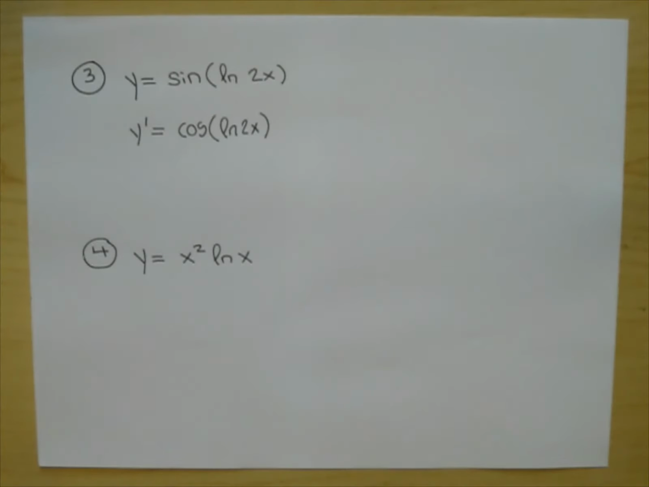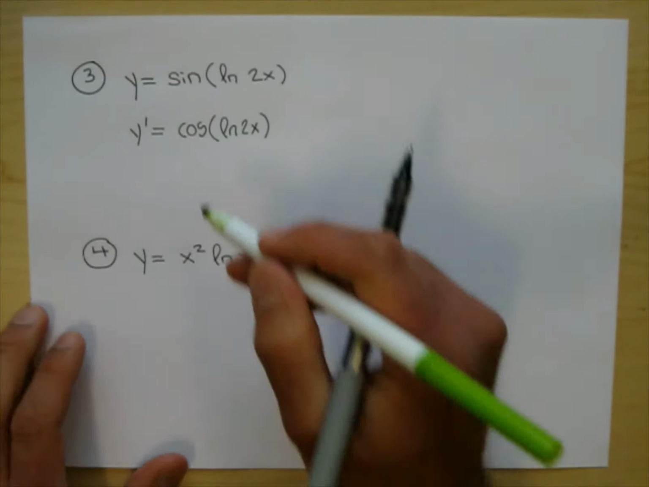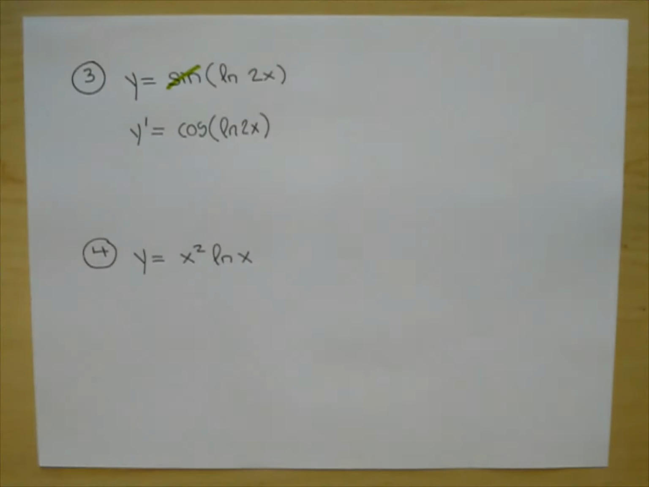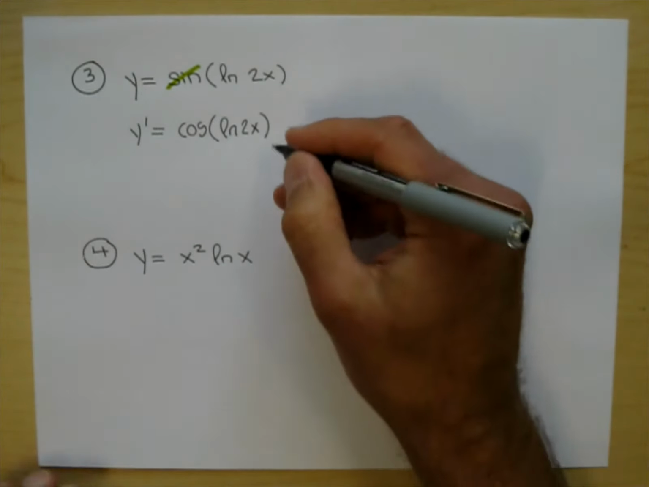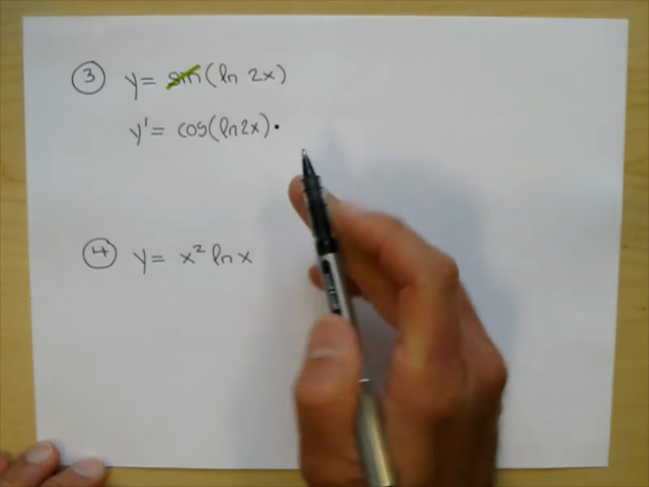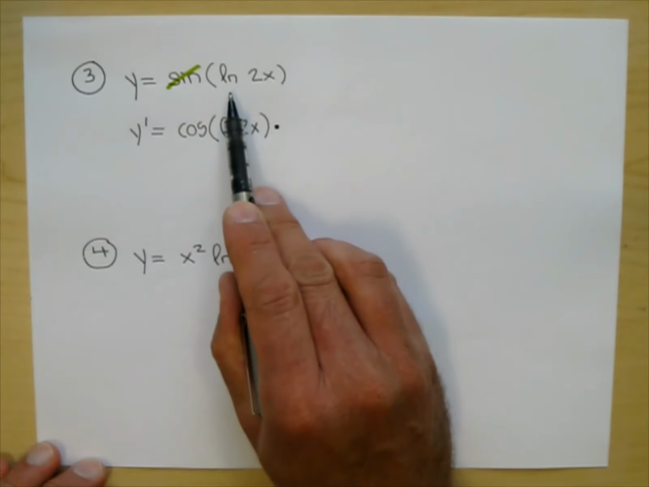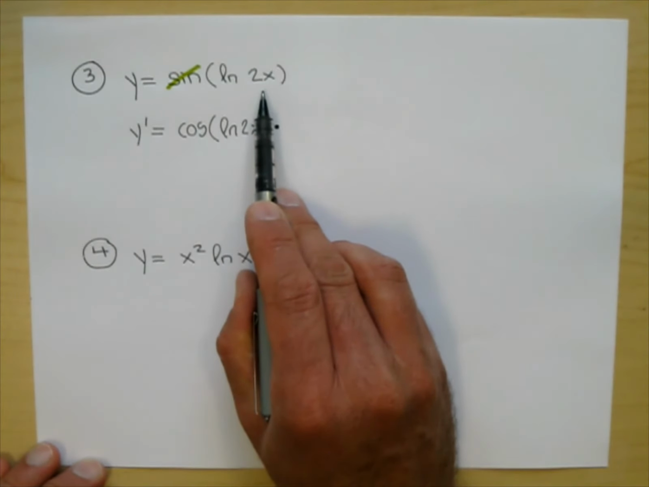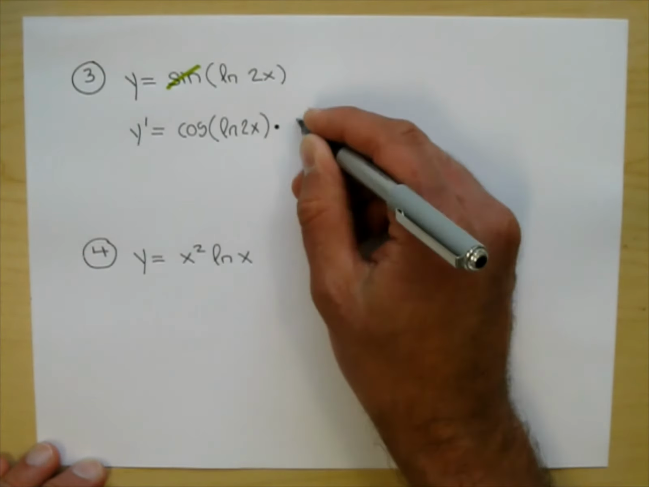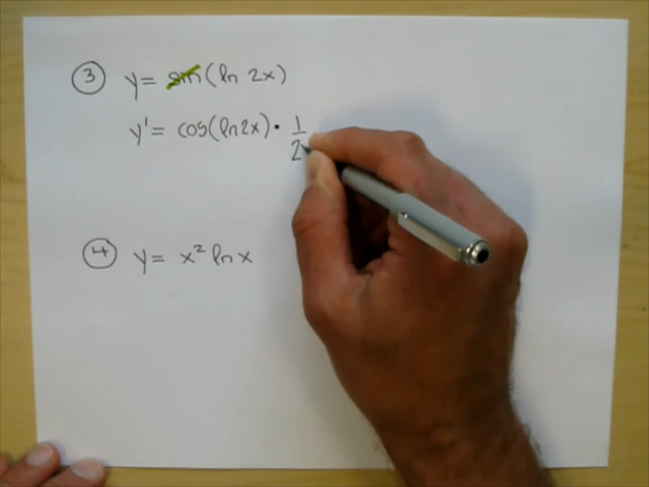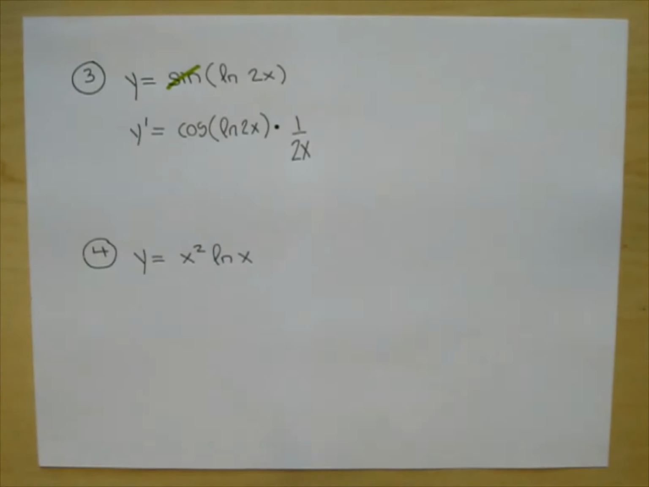Okay, I'll change it to this weird green color. Okay, so we get rid of the sine. We're using the chain rule, and now I'm taking the derivative of ln something. The derivative of ln something is 1 over the something, and that takes care of the ln.